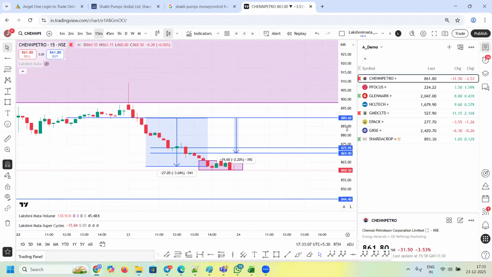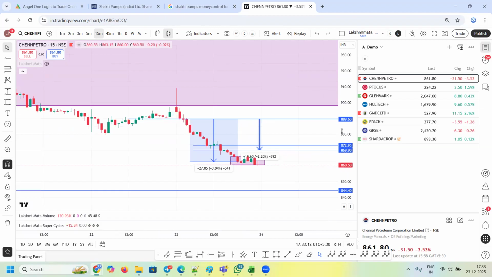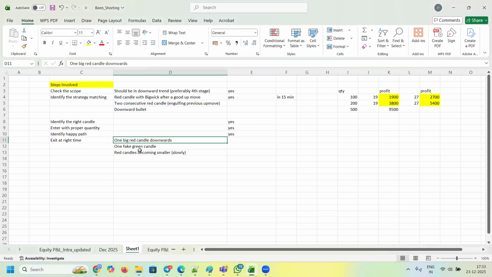That is where people, if shorting or intraday, will fail. So don't enter into that zone. Don't enter into that gate. Okay? So yeah, this is also explained.